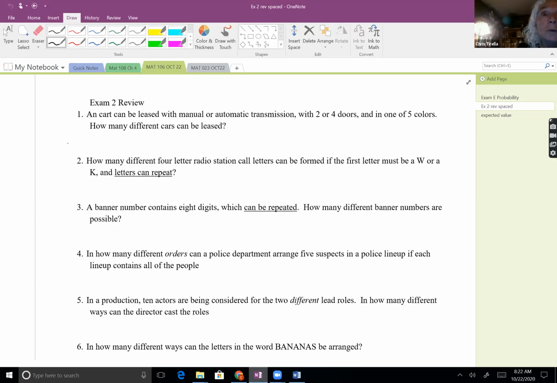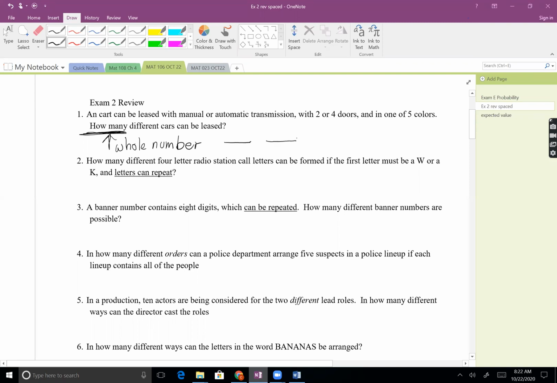With this unit, with this test, I always look for keywords like this. Is everybody all right? How many tells me that my answer is going to be a whole number. In order to find that whole number, I need to decide, is this a permutation or combination or just the counting principle? As I make that decision, how many decisions do we have to make? How many things are we picking from? We're picking the transmission. What else are we picking? The number of doors. And what else are we picking?